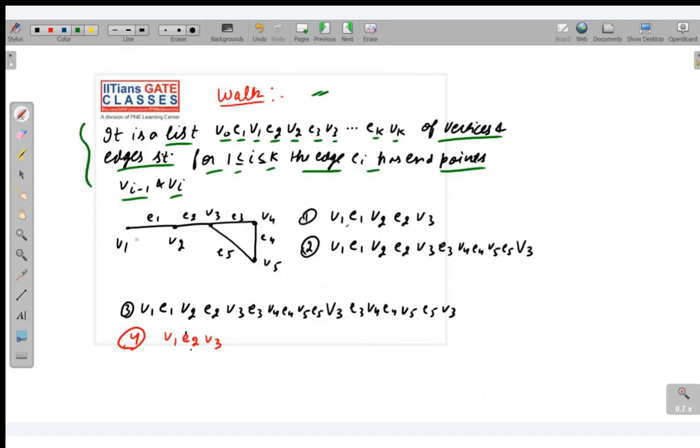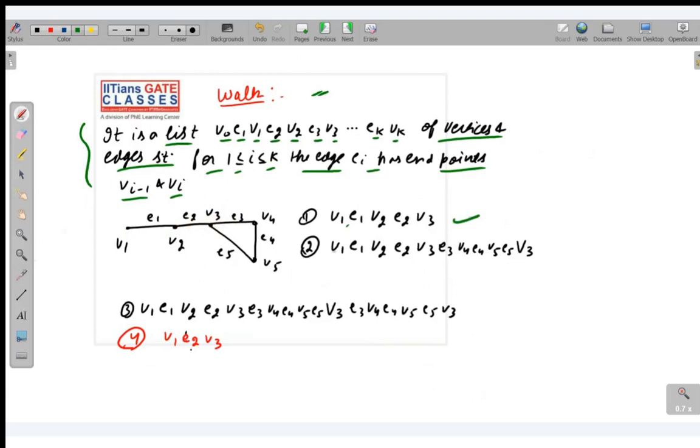Let me apply that. So this is a graph given to us. So I will say v1 e1 v2 e2 v3. So you just simply check. Walk means what? You simply walk. So v1 e1 v2 e2 v3. Yes, this is a walk.